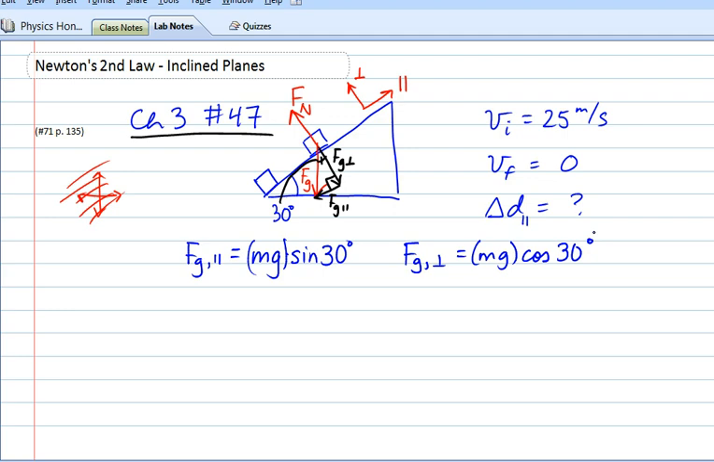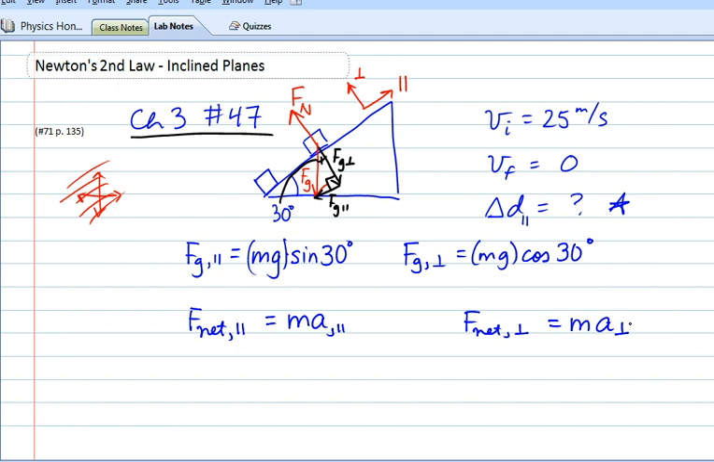Okay, so now we go back to our original problem, which is to find the distance traveled up the incline. We have to apply Newton's second law twice. The net force parallel to the incline will be equal to ma parallel to the incline. Likewise, the net force perpendicular to the incline will be equal to mass times acceleration perpendicular to the incline. Now we have to think carefully about what we have in each direction.